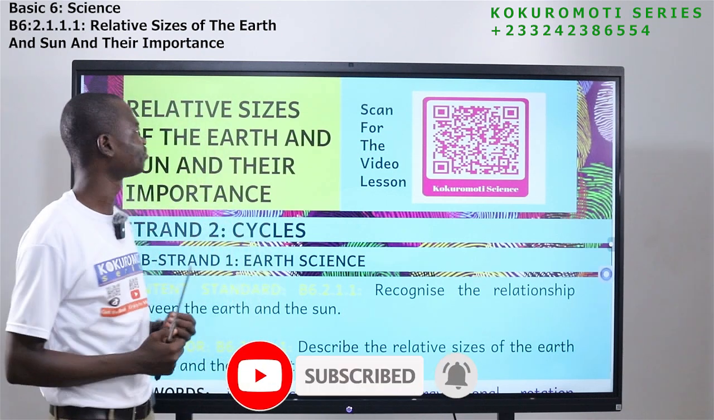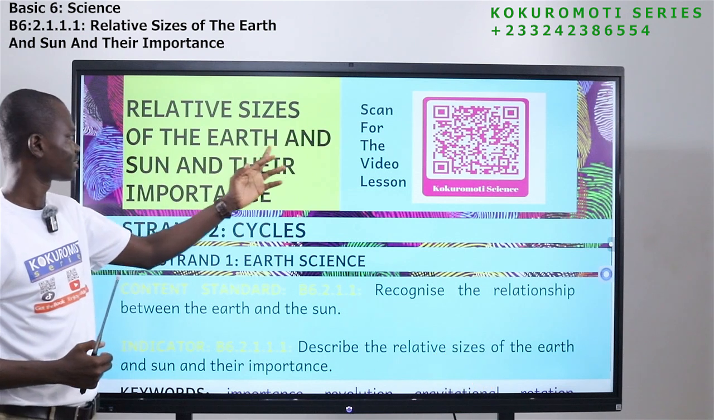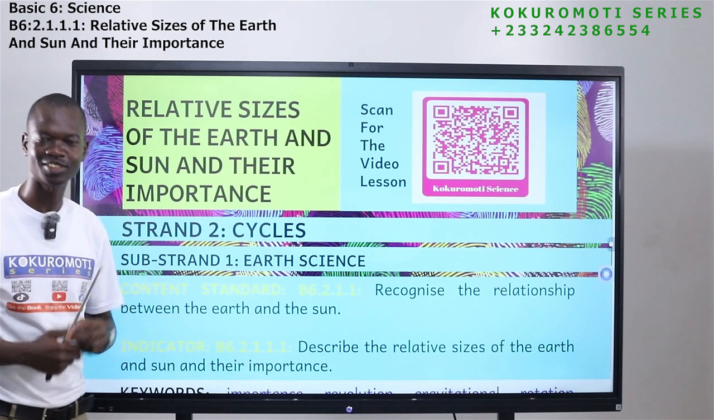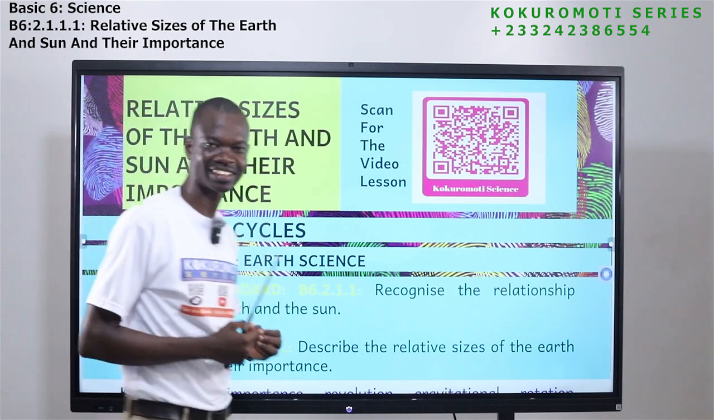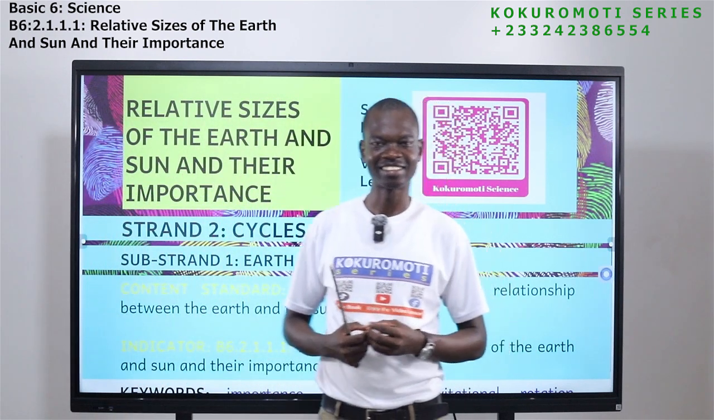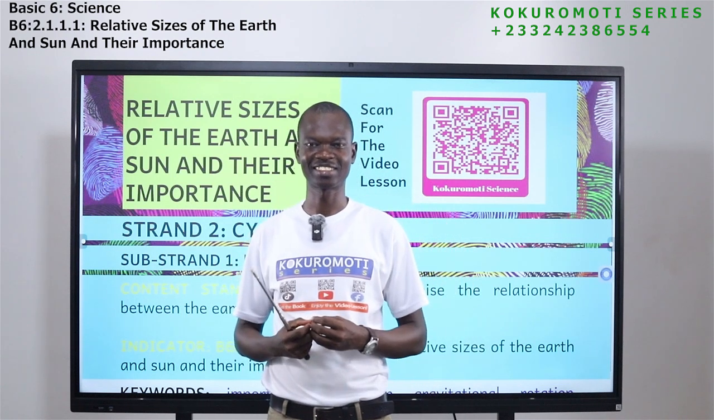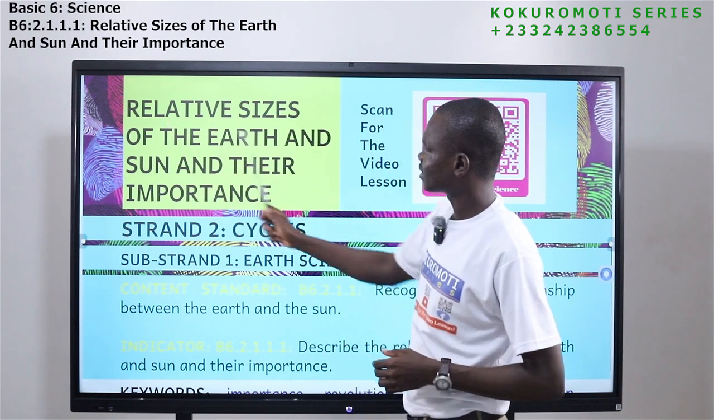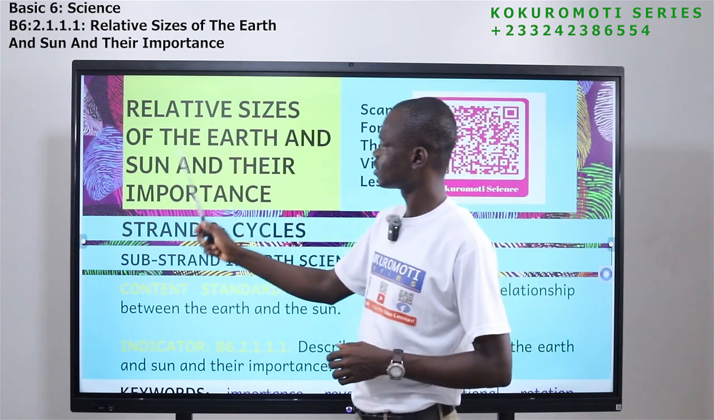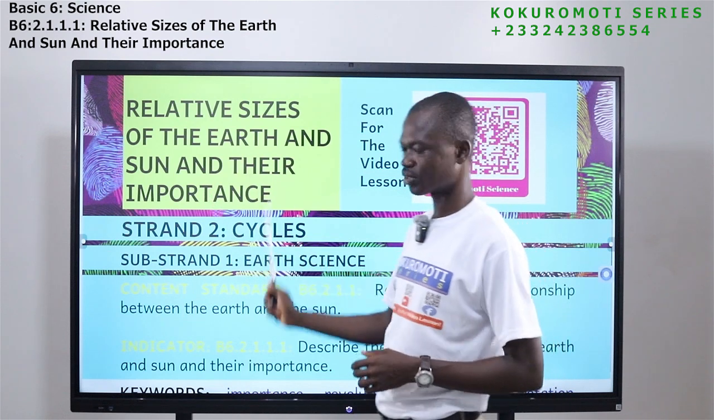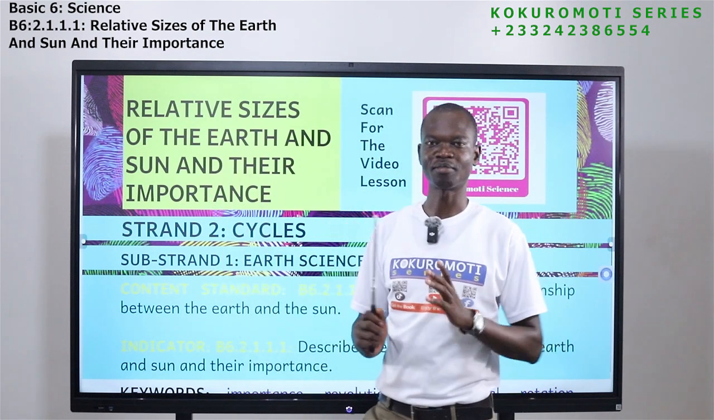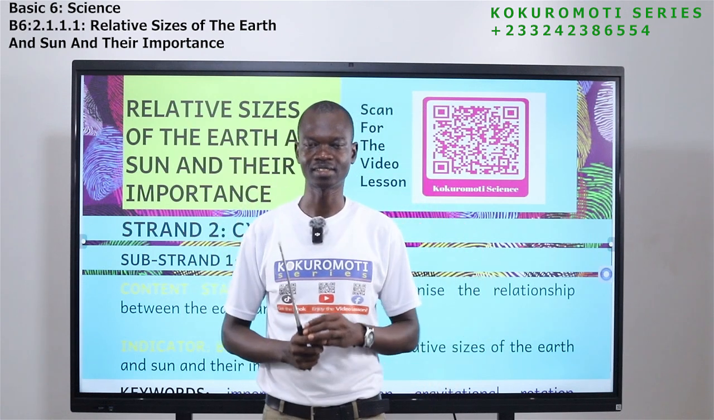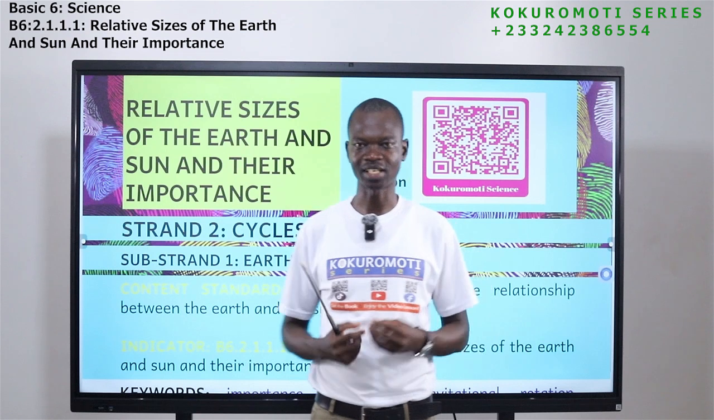Today we have science. We are looking at the relative sizes of the Earth and Sun and their importance. So today's lesson, we are looking at the Earth and the Sun and their importance. Let me take the topic once again: relative sizes of the Earth and Sun and their importance. We are looking at their sizes and we are also looking at their importance.